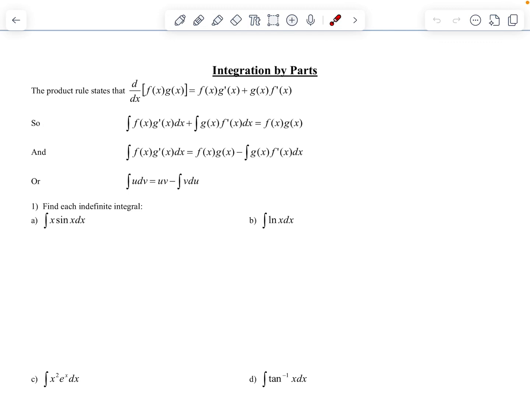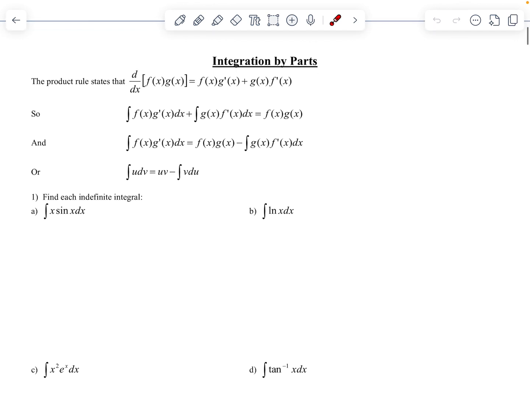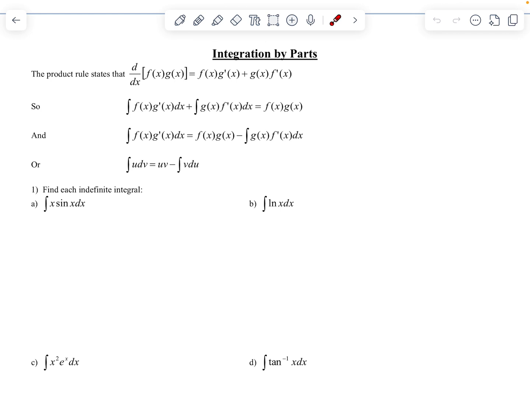So welcome to integration by parts, a new technique for integration. Our last technique was integration by substitution. This is integration by parts. And it starts, or it's founded, on the idea that we know how to take the derivative of two functions being multiplied. This is the product rule, f prime g plus g prime f.